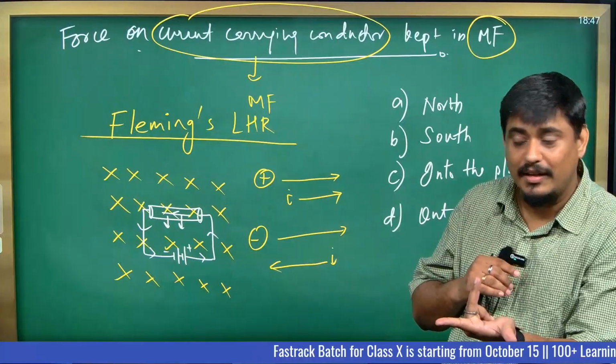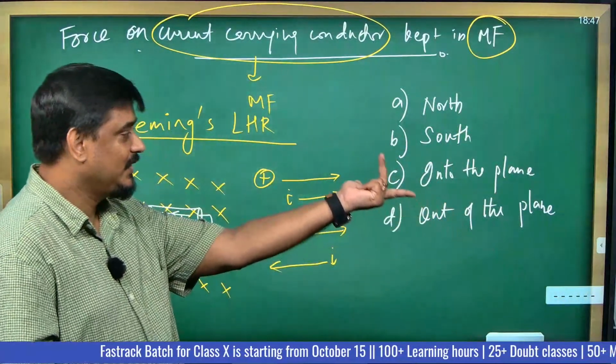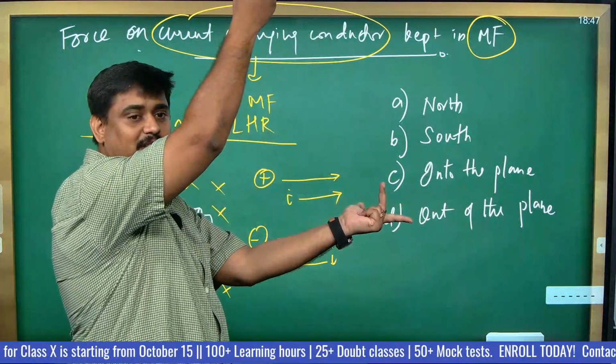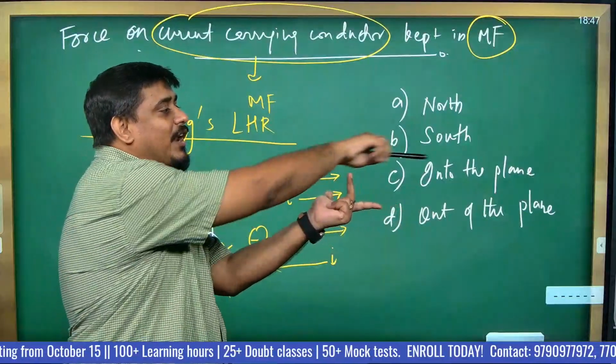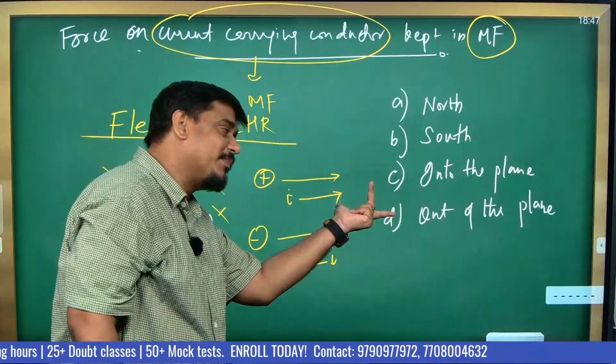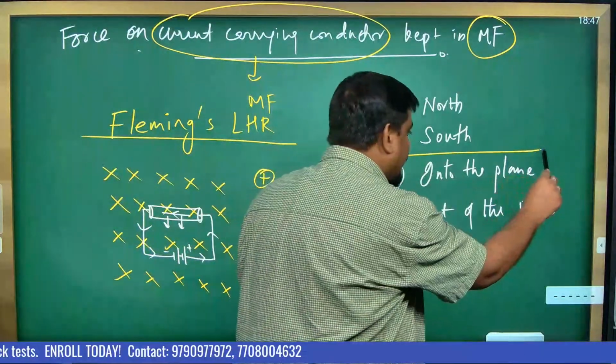Left to right. Am I right? Current is going in the upward direction. Magnetic field is going from left to right. Where is my thumb pointing? Into the plane. So the answer is into the plane.